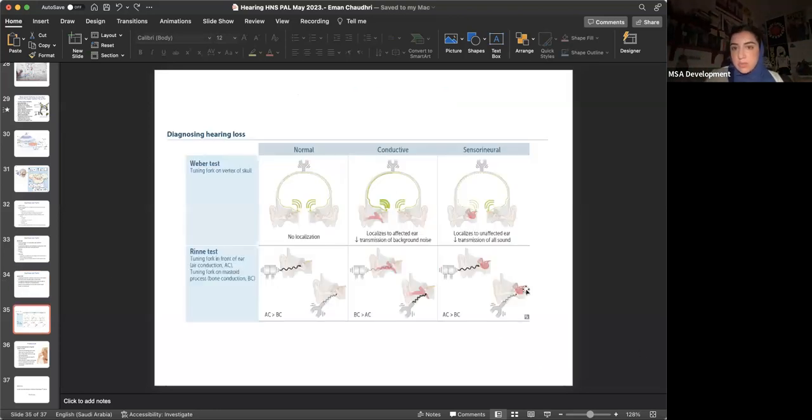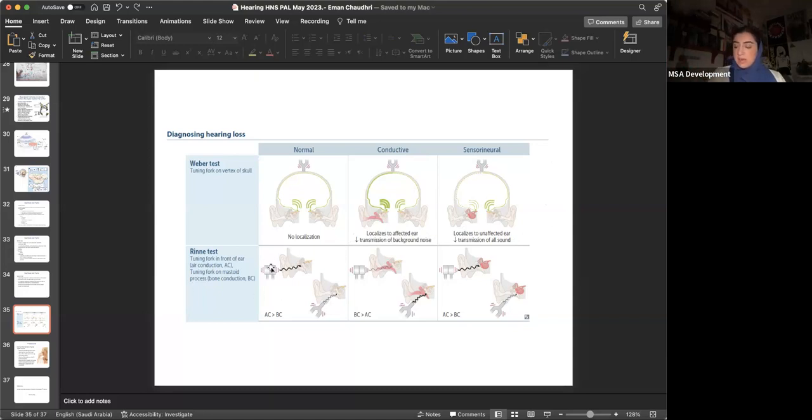So over here, this is basically talking about that. This is from First Aid, this table. Weber's test, which is where you put it in the middle. Normally, there's no localization. Sometimes people might say, oh yeah, I hear it equally in both, but not really. Typically, you don't hear it in either. Conductive, it's going to localize to the affected ear because there's less transmission of the background noise. There's no one else to disturb it. Sensory neural, it's going to localize to the unaffected ear because that cochlea is working. It wants to hear your noise.